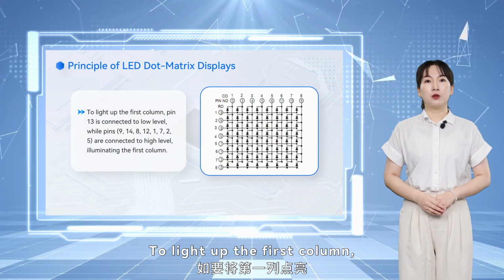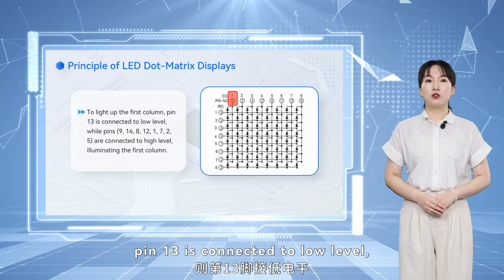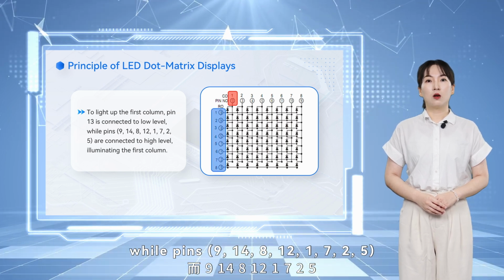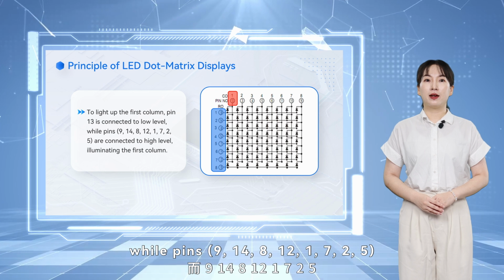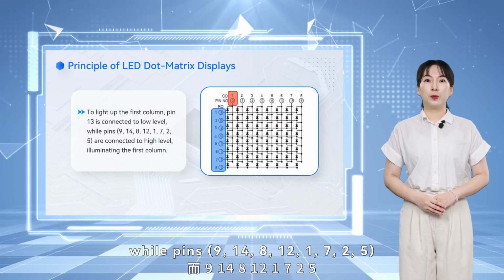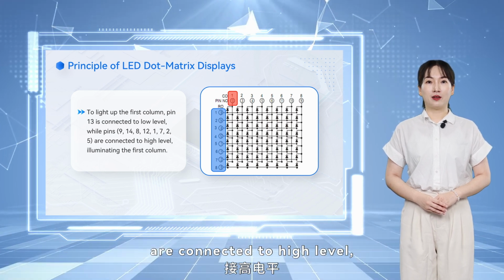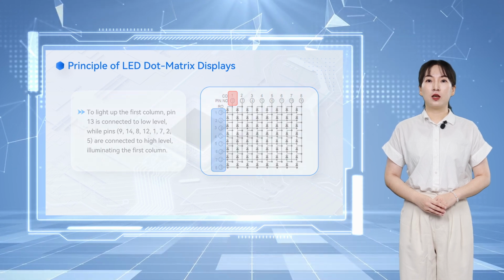To light up the first column, pin 13 is connected to low level, while pins 9, 14, 8, 12, 1, 7, 2, 5 are connected to high level, illuminating the first column.